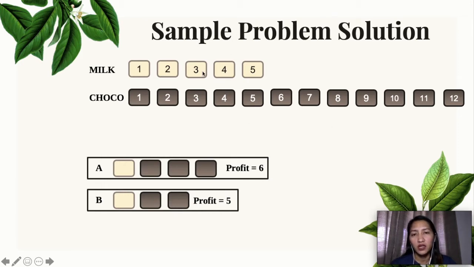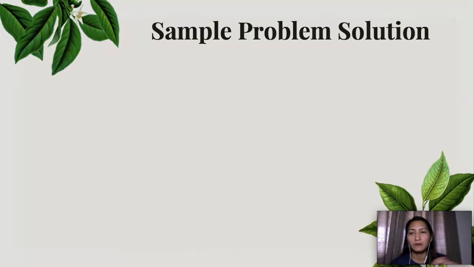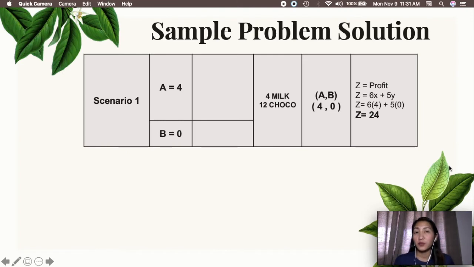Given these raw materials, alin daw yung combination na ipoproduce dapat ng kumpanya para mas malaki ang kanilang maging profit? So, it could be combinations of A and B: madaming A, walang B; konting A, madaming B; walang A at madaming B. So, yun yung mga pwedeng maging scenario. At iba-iba sila, ibang combination, iba ng total profit. So, ito yung mga scenarios na pwedeng mangyari.